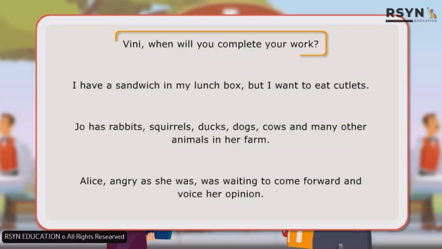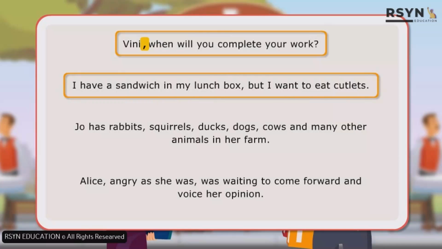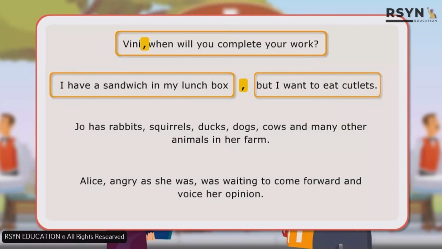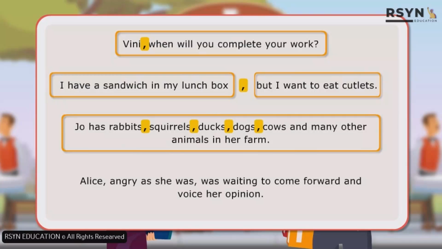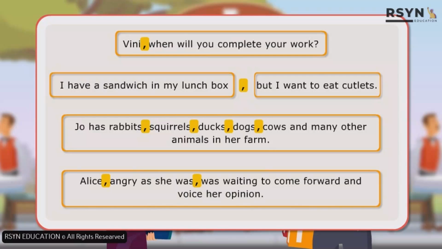In the first sentence, a comma has been used to give a pause at the right place in the right sentence. In the next sentence, a comma has been placed to separate two sentences joined by a coordinating conjunction. In the third sentence, commas have been placed to separate several things in a list. In the last sentence, commas have been placed to separate different parts of a sentence.